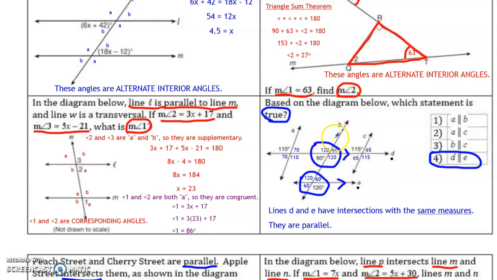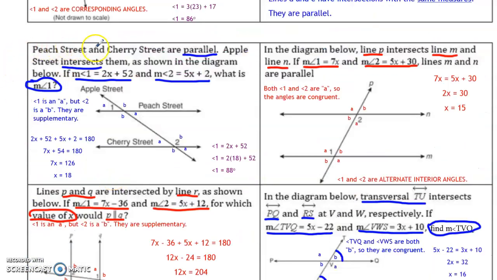They're parallel because this transversal separates them into the same exact sets of angles. For this question, it asks us to find the measure of angle 1. Angle 1 is an A. If I label all the angles, angle 2 happens to be a B. So that means that if one is A and one is B, they are supplementary. Set them up and solve for x.